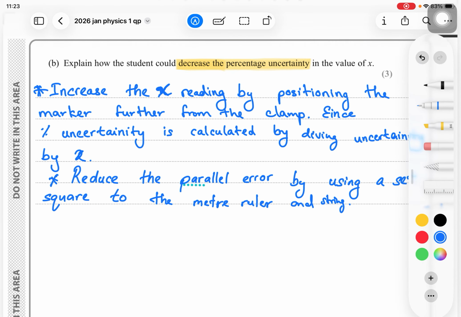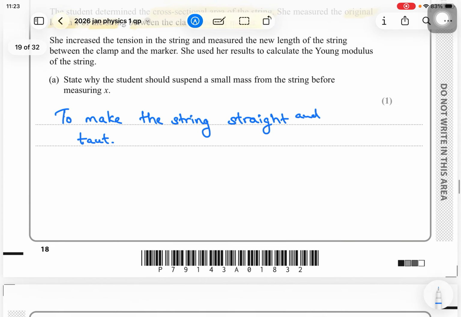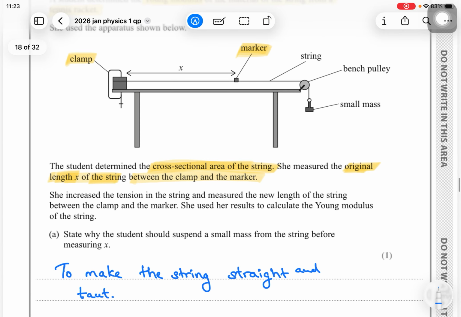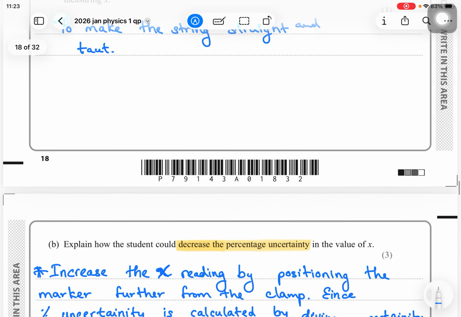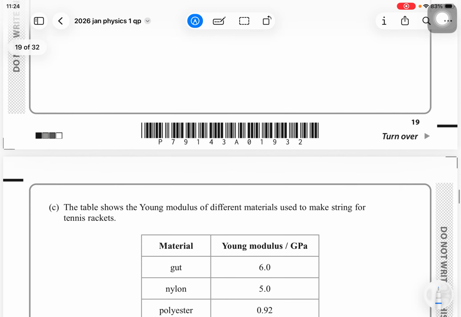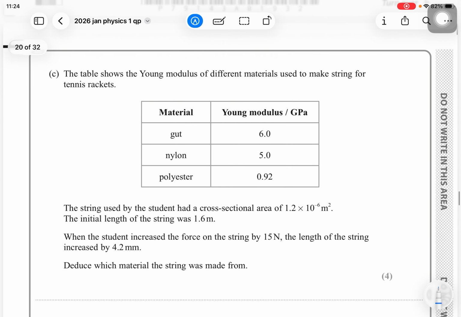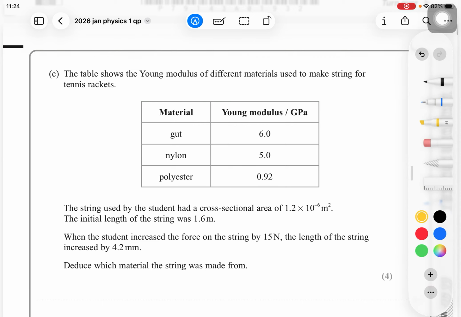So in this practical, our final goal is to find the Young's modulus. Until now, we didn't really come back to this. So now, this is the place. The table shows the Young's modulus of different materials. In this one, we're going to calculate the Young's modulus and see which it is closer to.